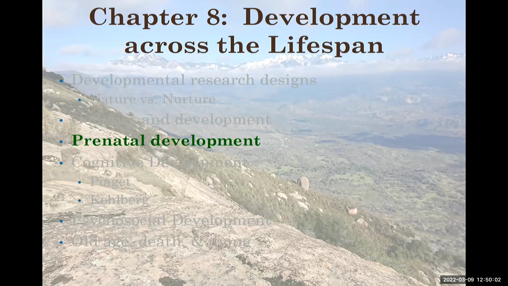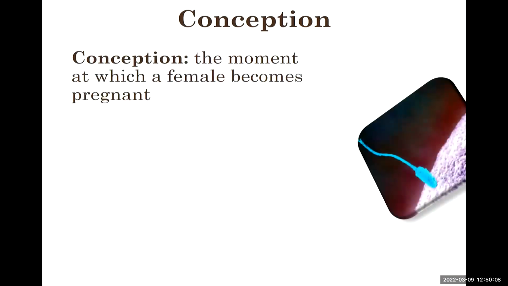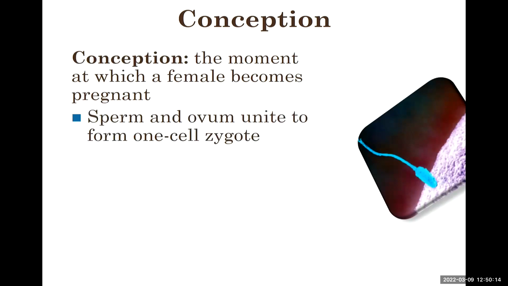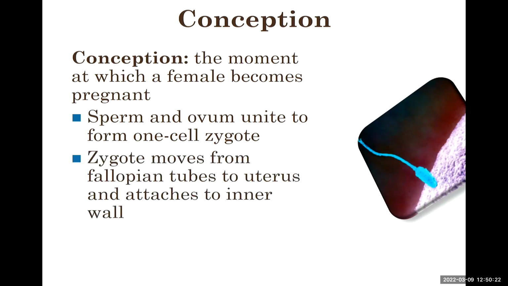So let's go on to prenatal development. Developmental psychology really begins at conception. Conception, that's when the female becomes pregnant, okay? That's that moment when the sperm and egg unite and they form a zygote. And I'm going to give you the definition of that in a minute. The zygote then travels down the fallopian tube to the uterus, where it attaches to the inner wall of the uterus.